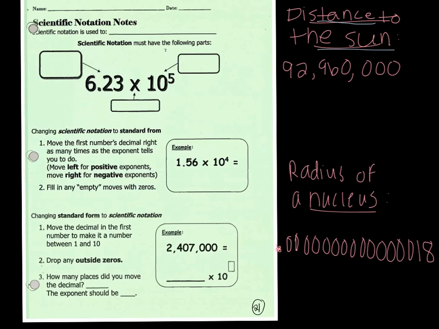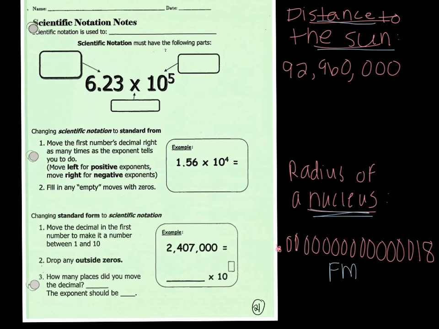And then below that, I have the radius of a nucleus, one of the smallest cell structures known to man. And that's 0.1418 FM is the measurement on that, and that's femtometers. It's a really, really tiny measurement.